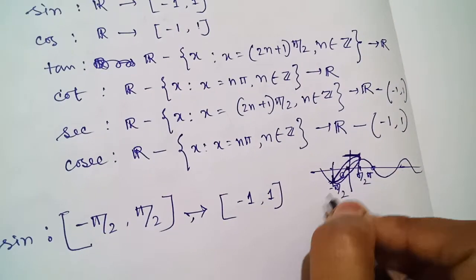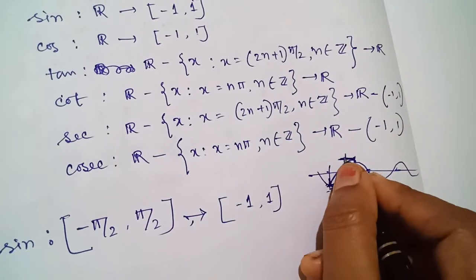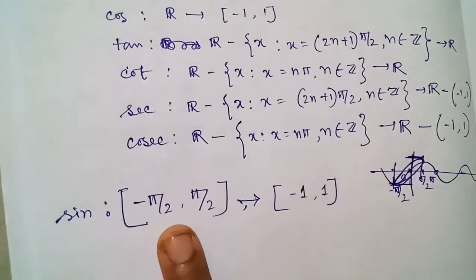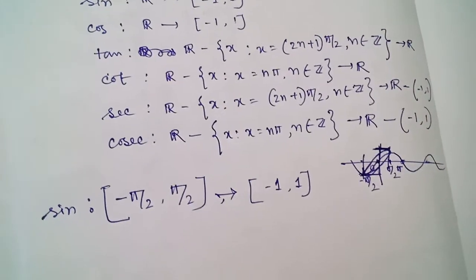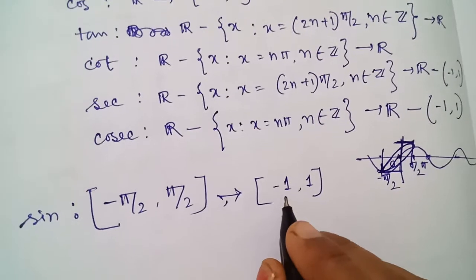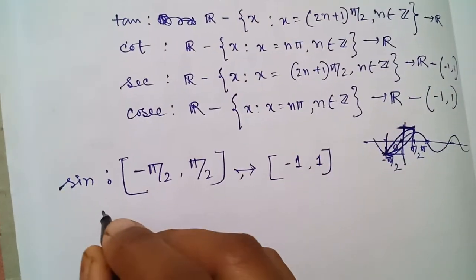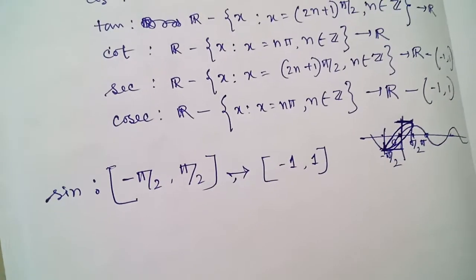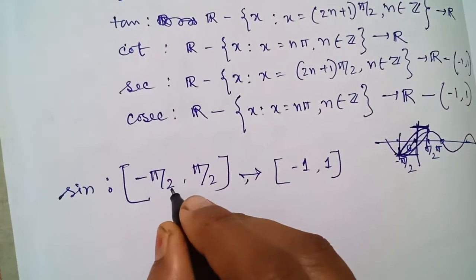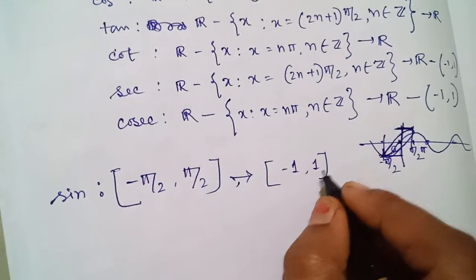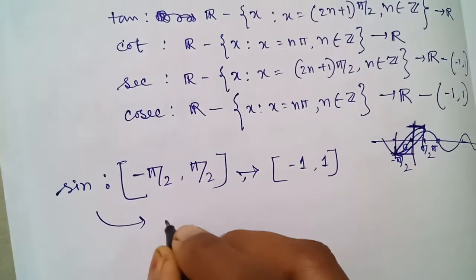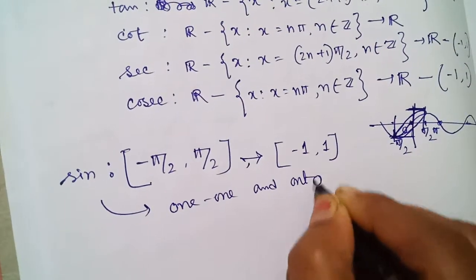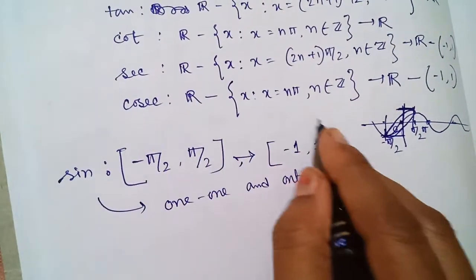Each and every point of this domain is connected to the points of the interval [-1, 1]. If we study in detail, we will find that in this domain and with this range, sine is one-one and onto both.